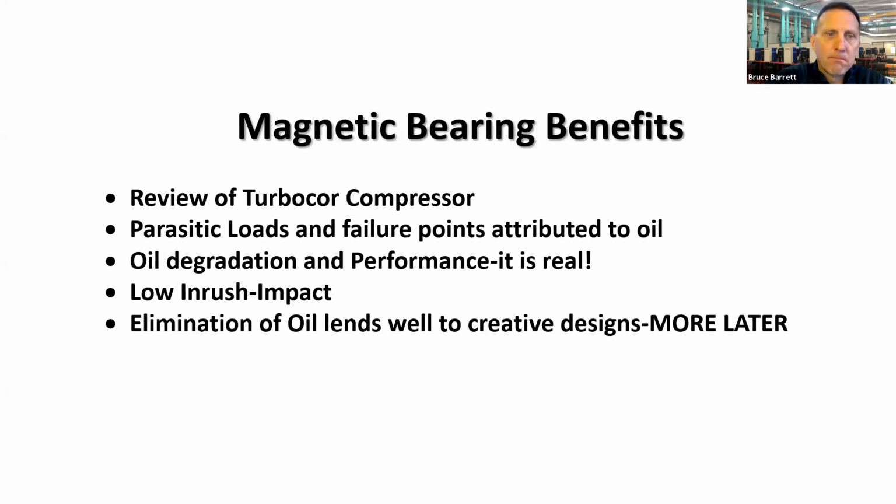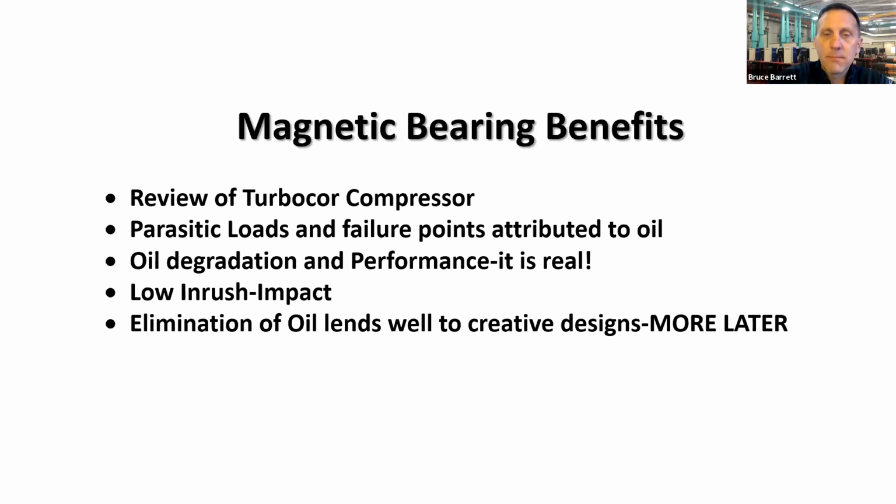These mag bearings don't have the parasitic loads of some other components attributed to oil. There's no oil in their system, so degradation of performance over time cannot happen. And it's real. I'll show an example of that. Very, very low inrush. All these compressors have an inherent drive in them. Because they're frictionless, there's no metal on metal contact. It takes less amps to get that shaft spinning, thus very, very low inrush. That elimination of oil leads to very creative designs, and we'll talk more about that later.